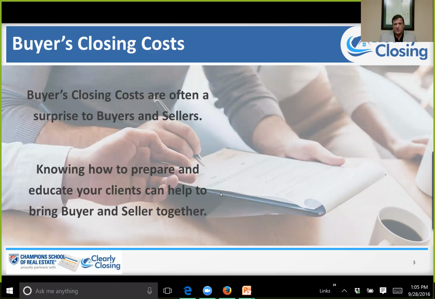Buyer's closing costs. When buyers come to the table to purchase a home, they're normally aware that they have to make a down payment. But what they're not usually aware of, or what catches them by surprise, is that they have closing costs too. And quite frankly, sellers are surprised at this as well. So knowing how to prepare and educate your clients can really help to bring the buyer and the seller together.